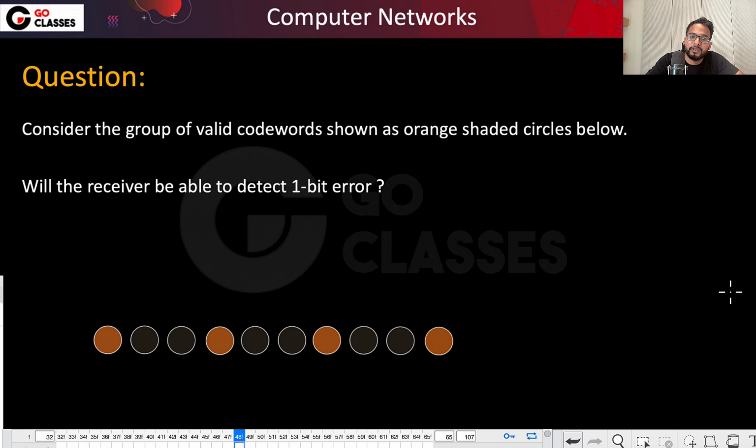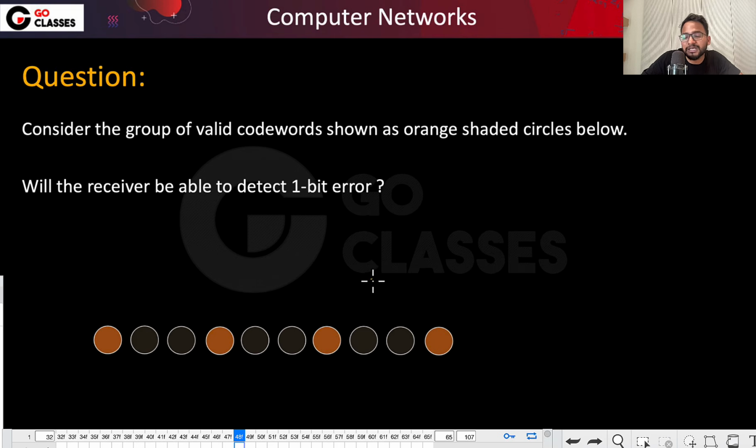Consider the group of valid code words shown. This is interesting. Now you know how to find out the minimum Hamming distance. Now let's see, will the receiver be able to detect the error, based on this Hamming distance? Suppose this is a scenario, which means you have some valid code words, and in between there are some invalid also, but between two valids the distance is 3. The minimum Hamming distance is currently 3.